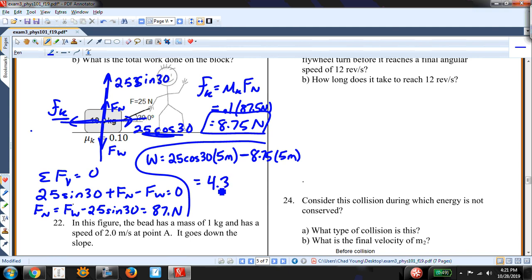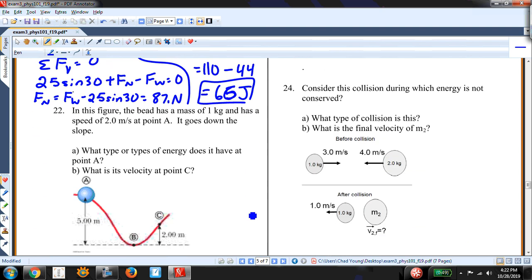4.3. Is that right? Let me just double check that. Doesn't seem right. No, 100.8. Just had a calculation error there, sorry. So I'm just going to call that 110 minus 8.75 times 5, which is 44. I get 65 joules. Or 66, it depends how you round. I actually rounded in my calculator. So if you rounded this way, it'd be 66. 66 or 65 joules. And then that's the second answer.